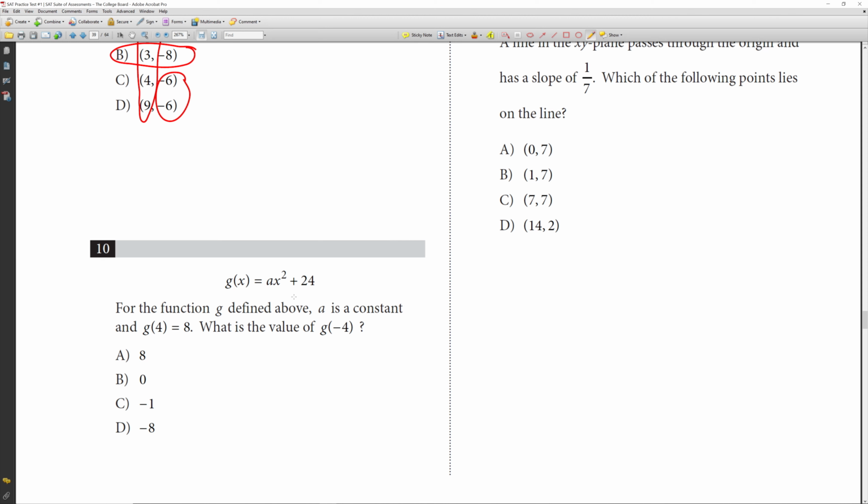Okay, question 10. So we have an algebraic expression. We have an x squared term here. For the function g defined above, a is a constant and g of 4 is equal to 8. What is the value of g of -4? Well, in reality, this is a 10-second question.